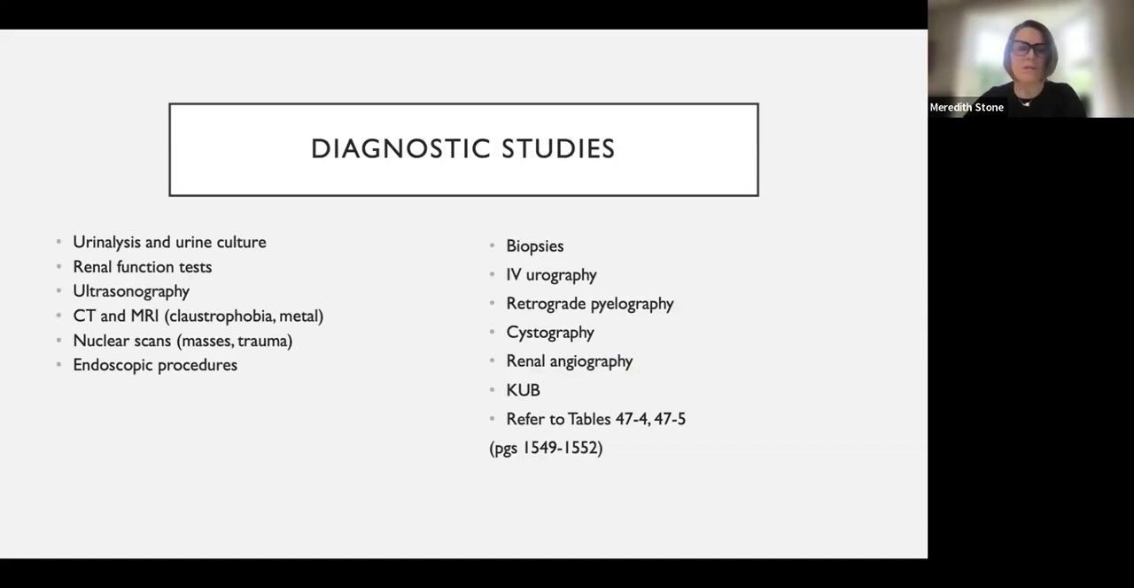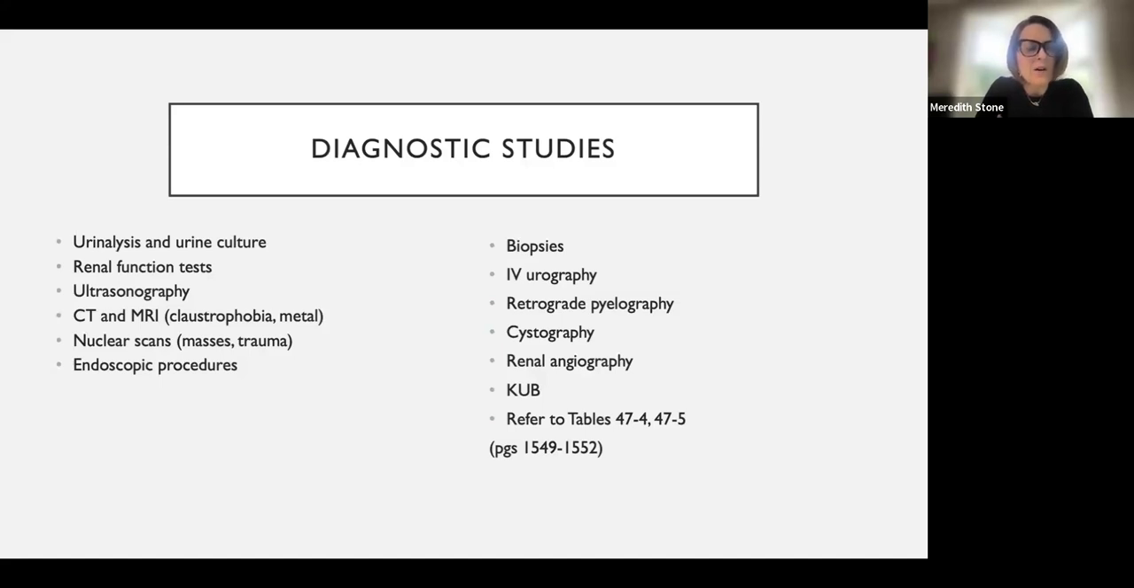Diagnostic studies. So there are a ton of them, right? We talked about urinalysis, which is going to tell us about the composition of the urine. And then certainly if we think there's infection, we're going to send off some of that urine for culture. And there are a lot of organisms that can be tested for. Renal function tests, which I've mentioned before: GFR, BUN, creatinine, creatinine clearance through a 24-hour urine as well.